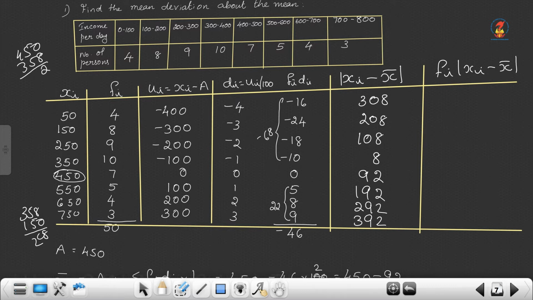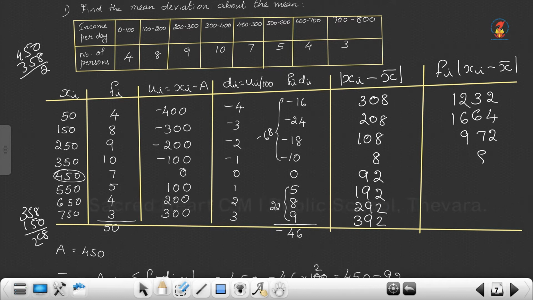Now multiply by fi here. 308 into 4. So 8 4s are 32, 3, 1, 2, 3, 2. And next 208 into 8. 8 8s are 64. Then 60. So 1664. Then 108 into 9. 72, 9. So it is 972.